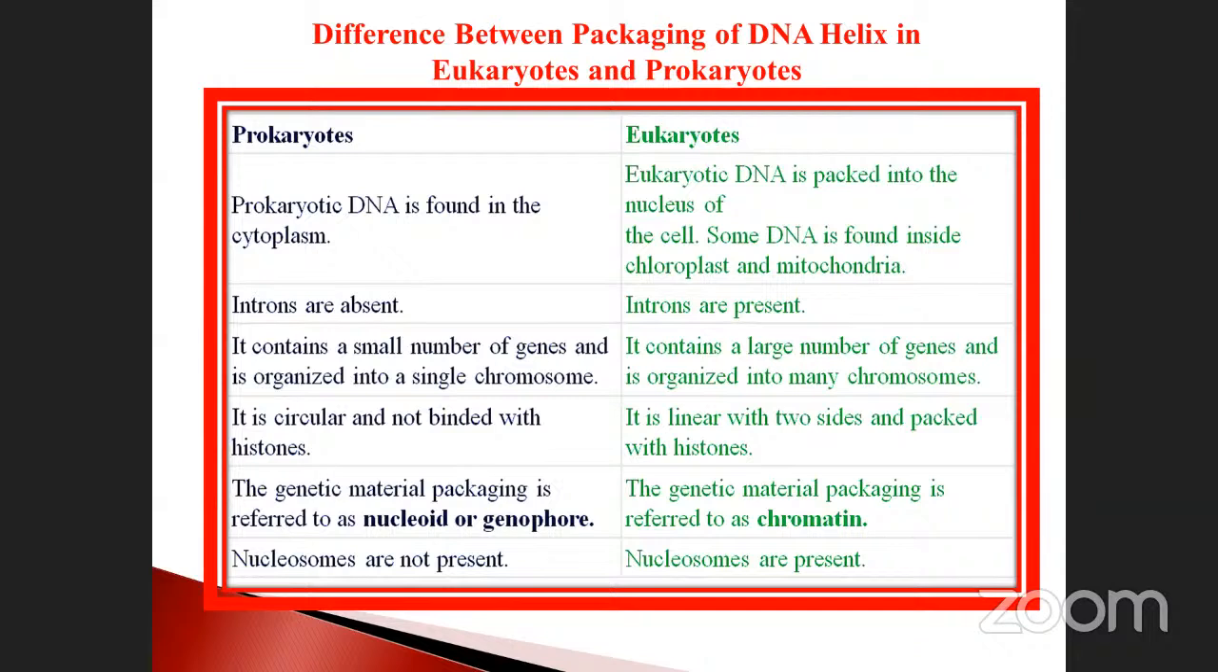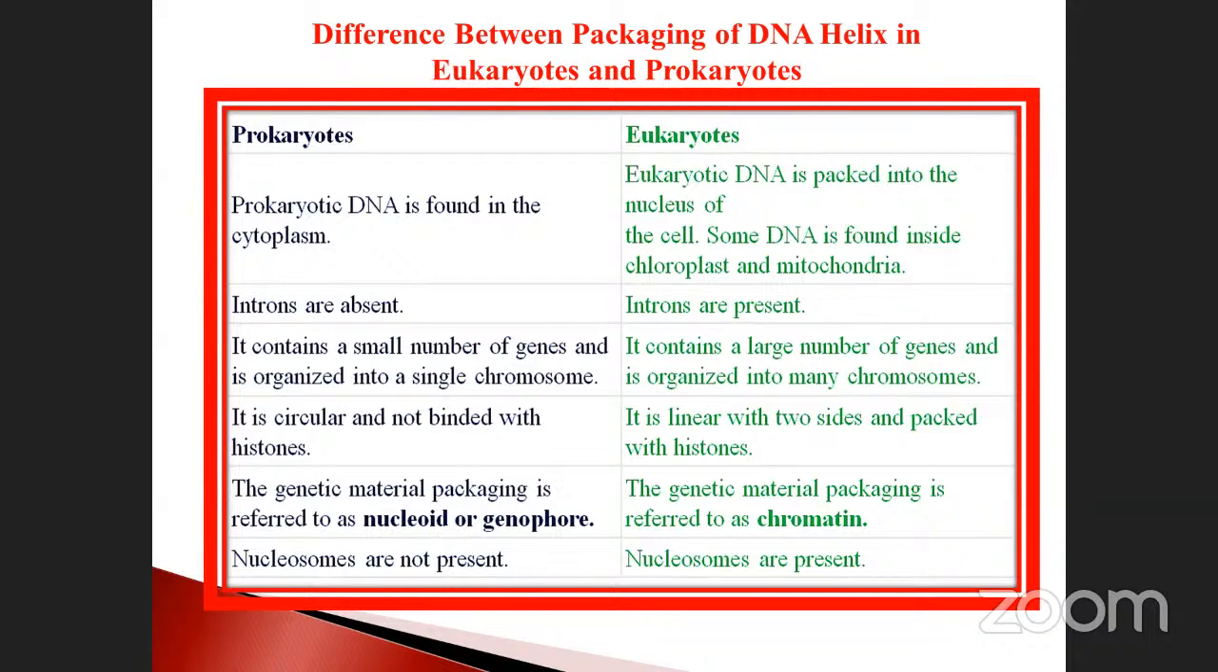This is very, very important. The genetic material packing is referred to as a nucleoid or genophore. Here, in the prokaryotic, the genetic material packaging is referred to as the nucleoid and genophore. But in eukaryotes, there is chromatin, and that chromatin is differentiated into euchromatin and heterochromatin. Here, nucleosomes are not present, but in eukaryotes the nucleosomes are present.